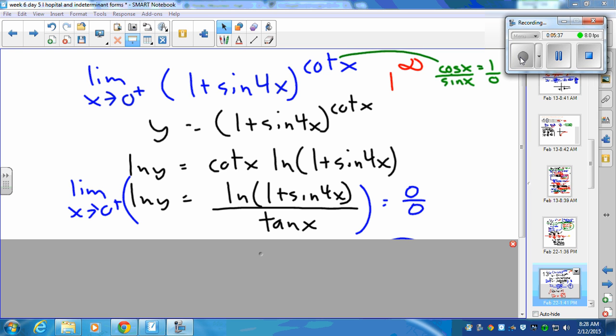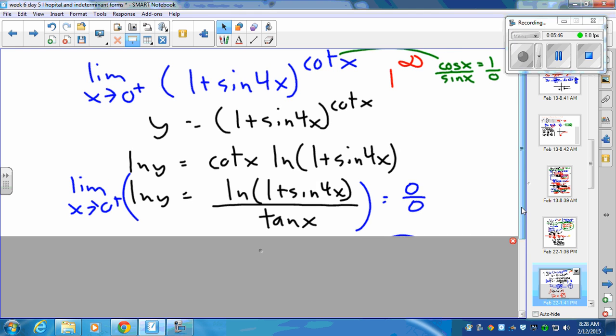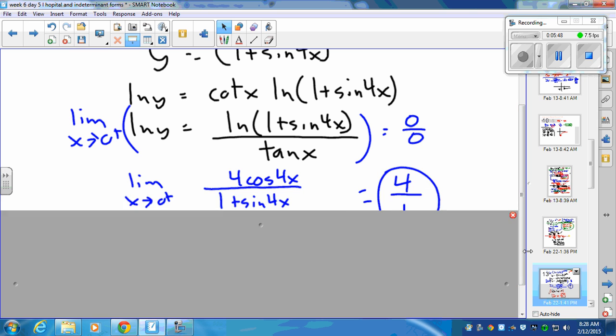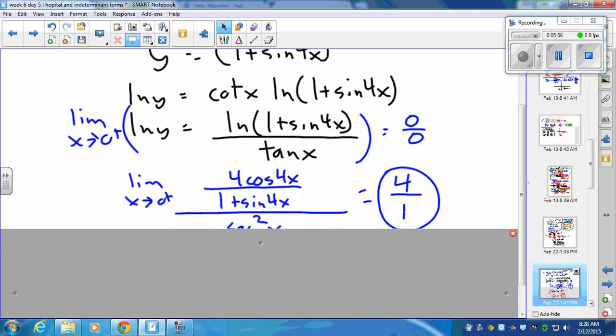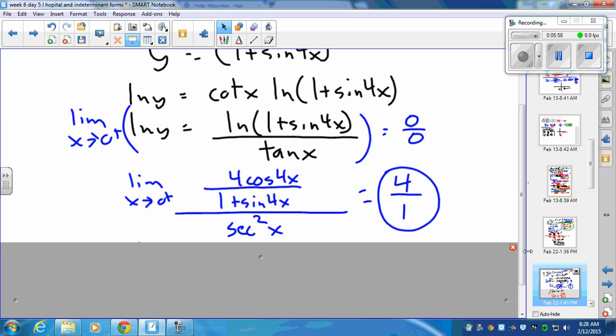If you plug in 0 for that, you're going to get ln of 1, which is 0, and tangent of 0, which is 0, so it's indeterminate. So you're going to take derivatives of the top and the bottom. There's the top guy, derivative of 1 plus sine 4x is 4 cosine 4x. Derivative of tangent is secant squared. And from there, plug in, see what you get, and you actually get 4 over 1. So you don't need to go any further because you got 4 over 1.